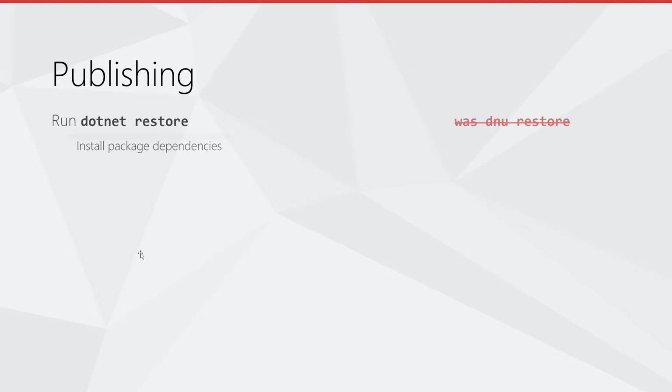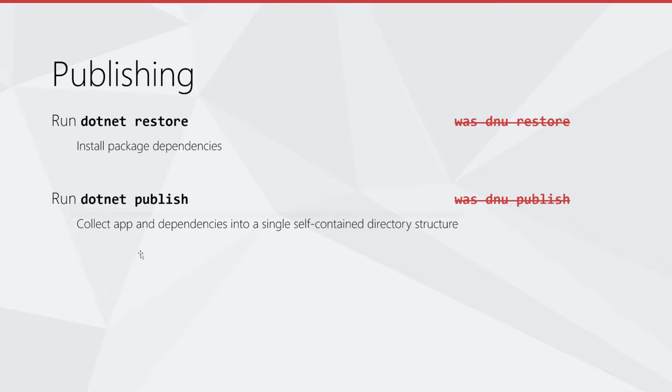So, first one, if we publish, it's like this. If you're used to .NET Core 1.0 RC1, you're going to have the DNU there. It's not there anymore, it's dotnet restore. So that's the first change. It's the same thing for DNU publish. It's now dotnet publish. So that's about publishing.